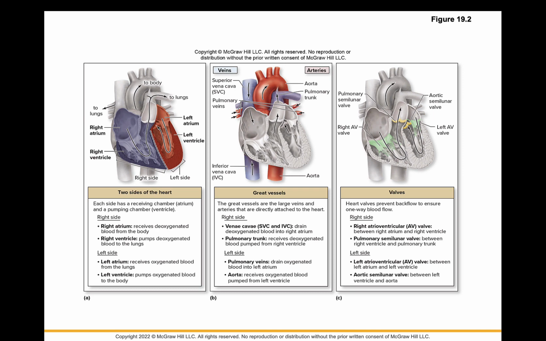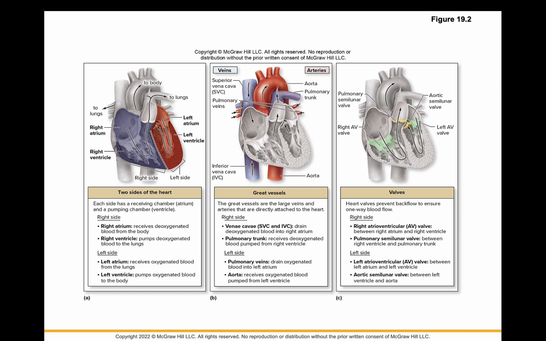When we look at the right side of the heart, it is receiving blood that has been deoxygenated. It will then move on to the right ventricle, and then it will be pumped into the pulmonary circulation. Then, from the lungs, it will move back to the left heart and the left atrium, down into the left ventricle, and then out to the rest of the body or the systemic circulation.